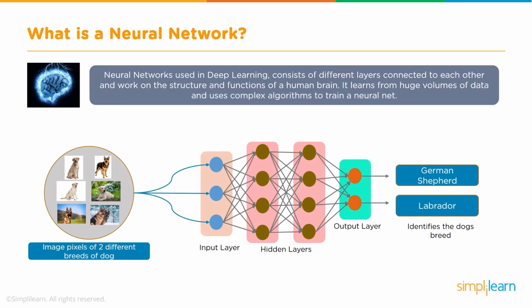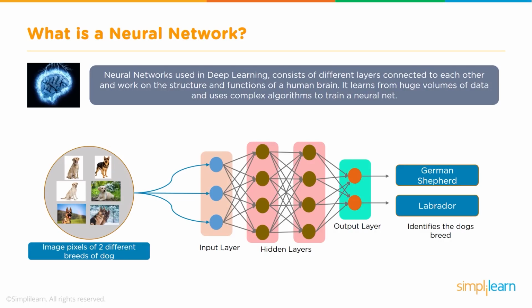So before we dive into the RNN and getting into the depths, let's go ahead and talk about what is a neural network. Neural networks used in deep learning consist of different layers connected to each other and work on the structure and functions of a human brain. You're going to see that thread, human brain and human thinking, throughout deep learning. The only way we can evaluate an artificial intelligence or anything like that is to compare it to human function. Very important note on there. And it learns from huge volumes of data, and it uses complex algorithms to train a neural net.